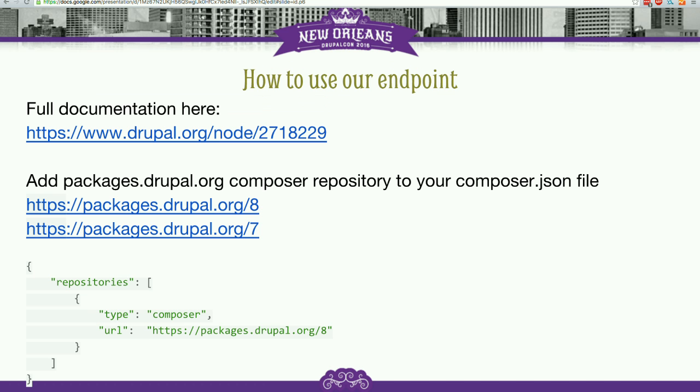That's coming right here. So how to use our endpoint. We've got full documentation on Drupal.org at that link. And if you want to add this to your composer JSON, it's packages.drupal.org/8 and packages.drupal.org/7. And we are offering two separate endpoints so that the semantic versioning works, so that there isn't any confusion inside of your modules, like which one is it trying to download. It's actually getting the metadata for either the Drupal 8 module version or the Drupal 7 module version.